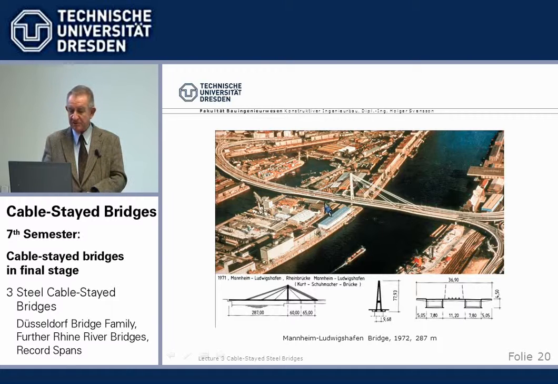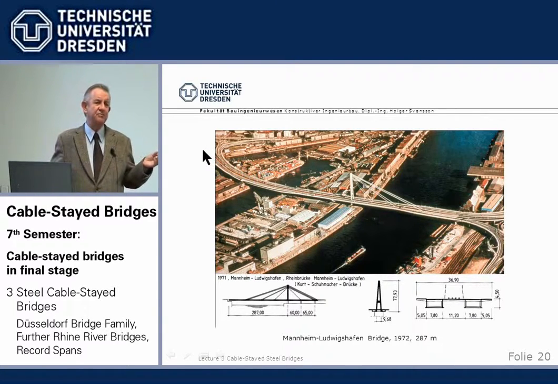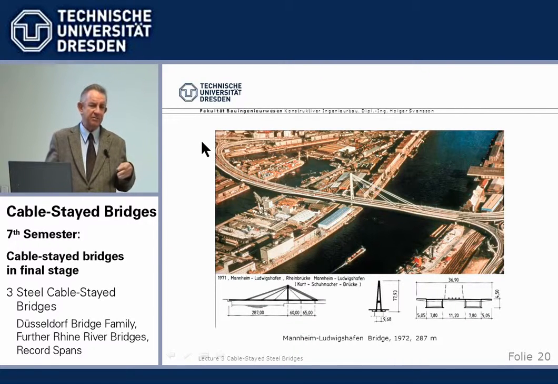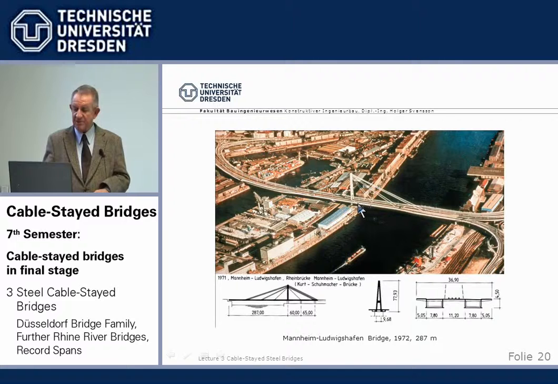Two materials. It is normally concrete in the side span, steel here, but you could also use composite, and so on. All the world record spans we will see later use hybrid cable-stayed bridges. I classify them here under steel bridges because the main span is steel, but the combination steel-concrete is important.